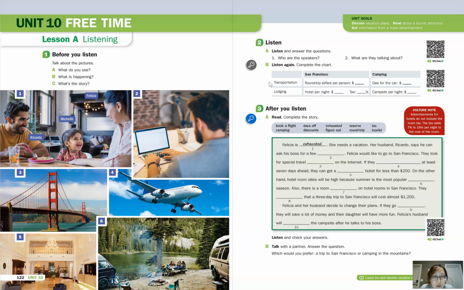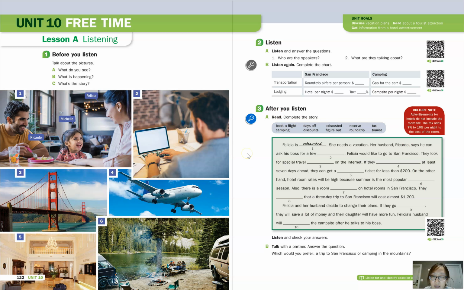Okay, so you can ask, when will Ricardo reserve the campsite? Or you can say, of course, when will Felicia's husband reserve the campsite? Okay, so now we're going to take a look at the story.